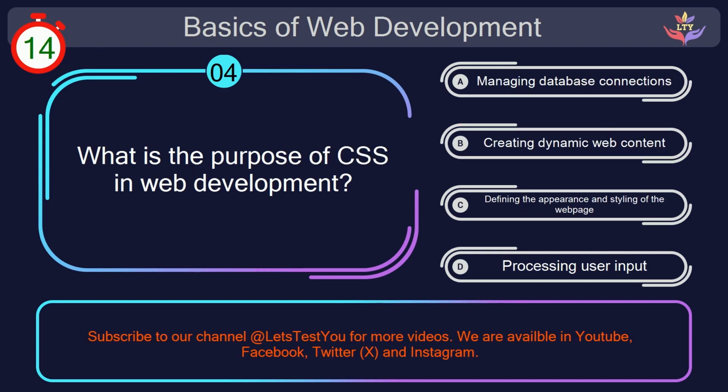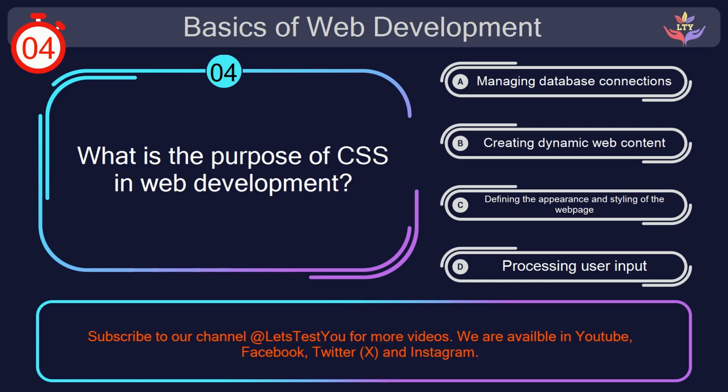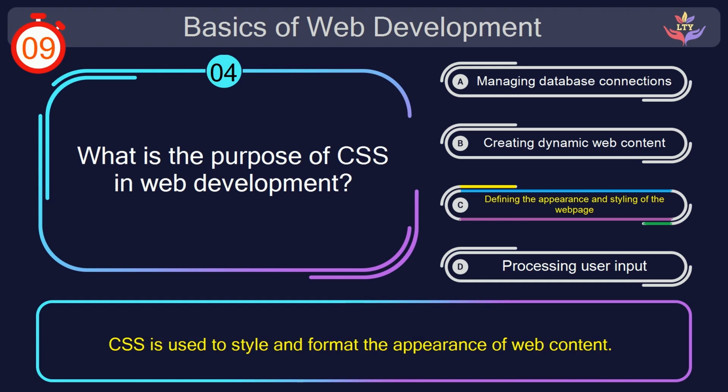Question number 4. What is the purpose of CSS in web development? Your countdown started. 10, 9, 8, 7, 6, 5, 4, 3, 2, 1, here we go. The correct answer is option C. Defining the appearance and styling of the web page. CSS is used to style and format the appearance of web content.